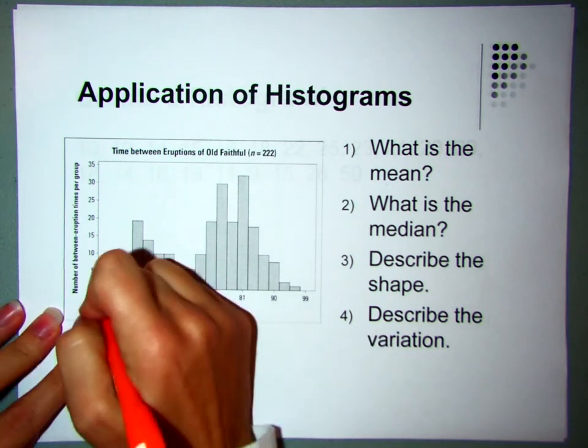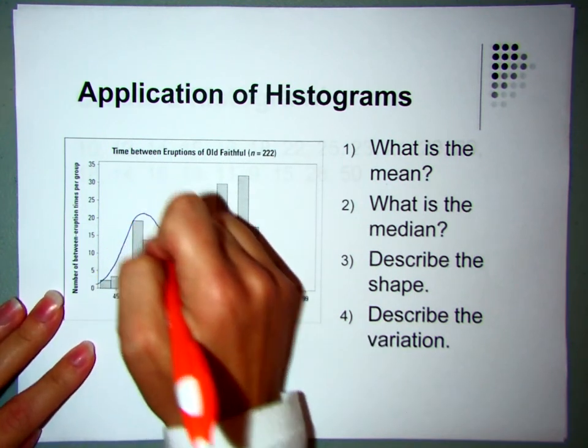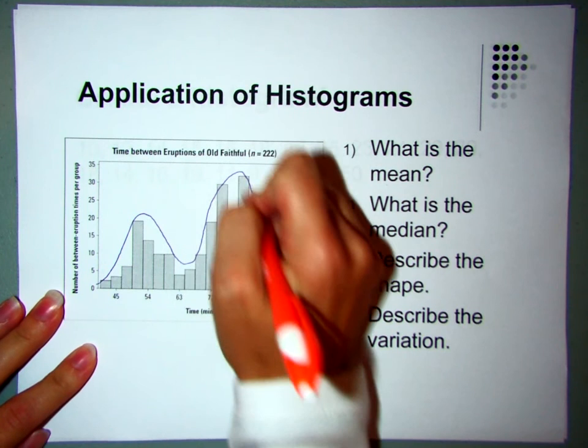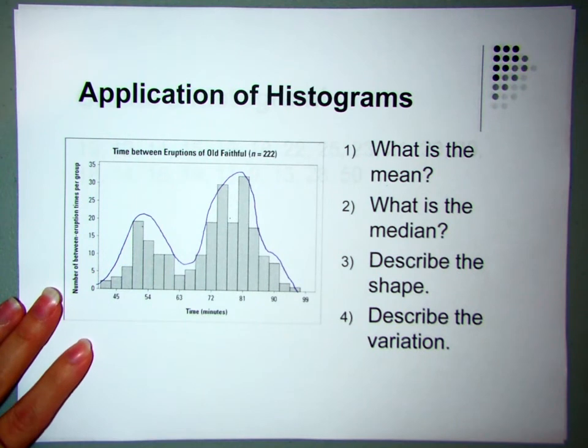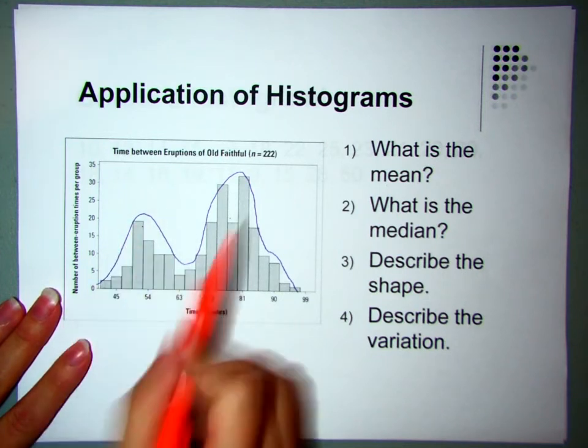But then we can talk about the shape. Now the shape kind of does this thing, which you guys have learned means bimodal. Is it symmetrical? By no means. Are there gaps? No. Is there an outlier? Not really. Can you talk about skewness? No, because this is not skewed, it's bimodal.